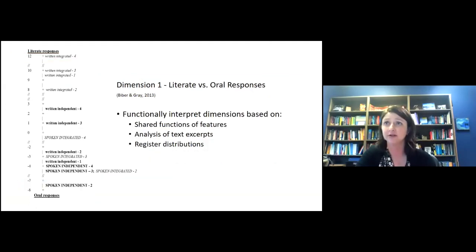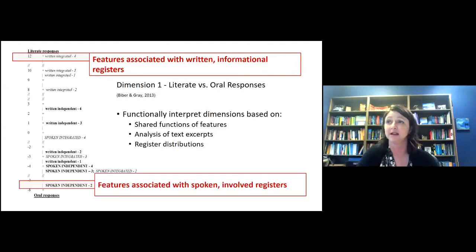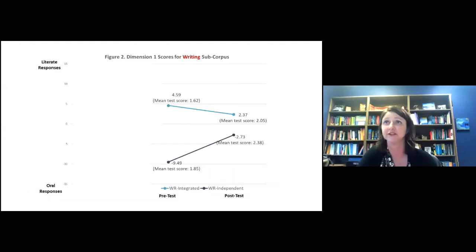And so here we go. We can functionally interpret this based on those features and looking at the text excerpts and then also the register distributions. So for example, if we look up here, we see written integrated score 4, written integrated score 3, and then you get the lower scoring written integrated. And so we look at the distribution of these across and help come up with that interpretation of literate versus oral. Okay. And then we do the same for the negative features.